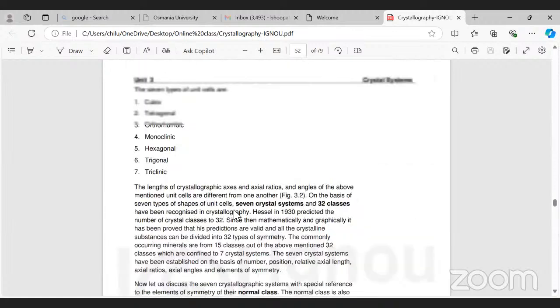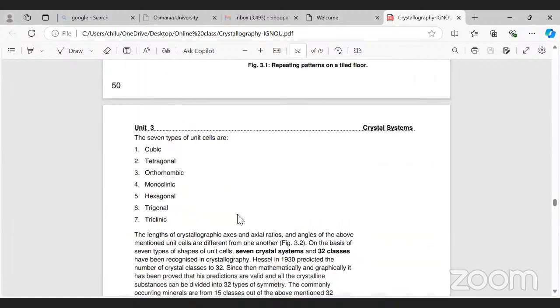So here there are seven types of universal classifications. One, it is cubic. Second one, it is tetragonal. Third one is orthorhombic. Fourth one is a monoclinic system. Fifth one is hexagonal. Sixth one is a trigonal. And seventh one, it is a triclinic system.